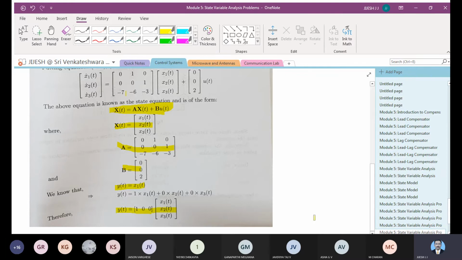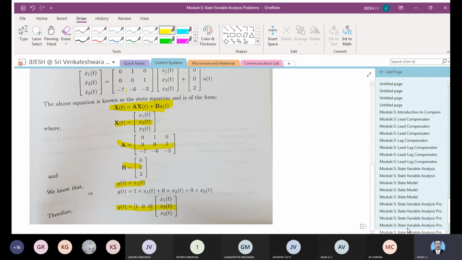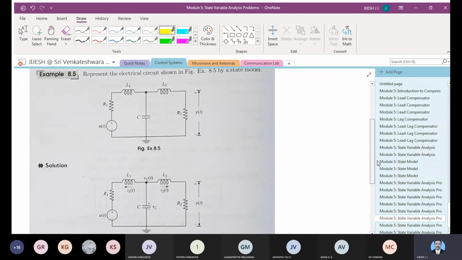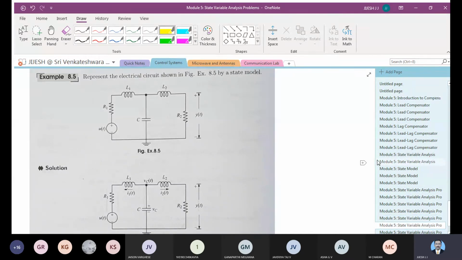So this is what you can see. When the circuit is given, you have to do it in a different way, and when the differential equation is given, you have to do it in a different way. So you will get the C matrix as 1, 0, 0 here. So that is what you can see in different problems here.